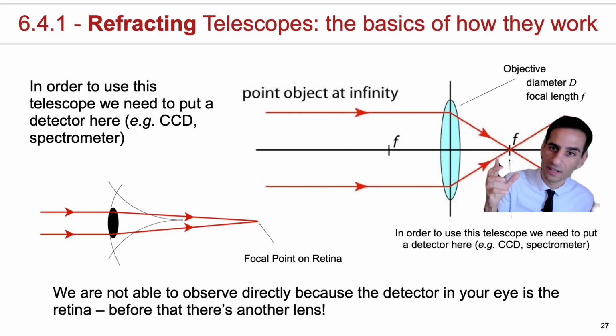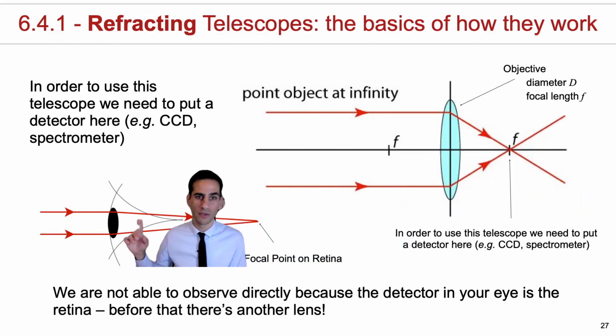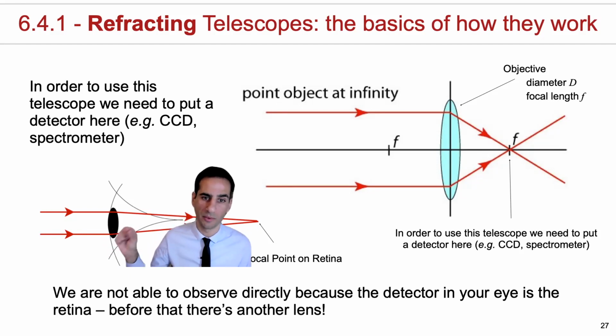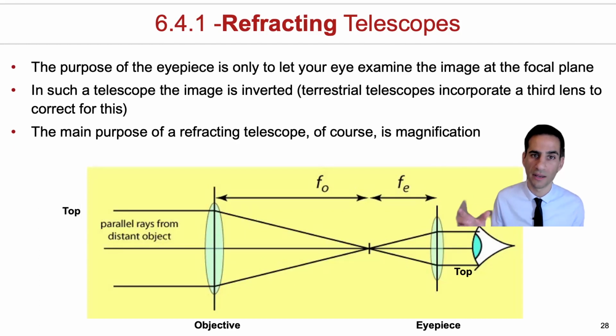What this does is actually it prevents humans from using a refracting telescope that only has one lens like this. We can still put some sort of CCD spectrometer here, and this would work. But if we are to use our eyes, we actually cannot have all the light converging in a single point. In order to do that, we actually need another lens. And this is the reason why in refracting telescopes, we need an eyepiece.